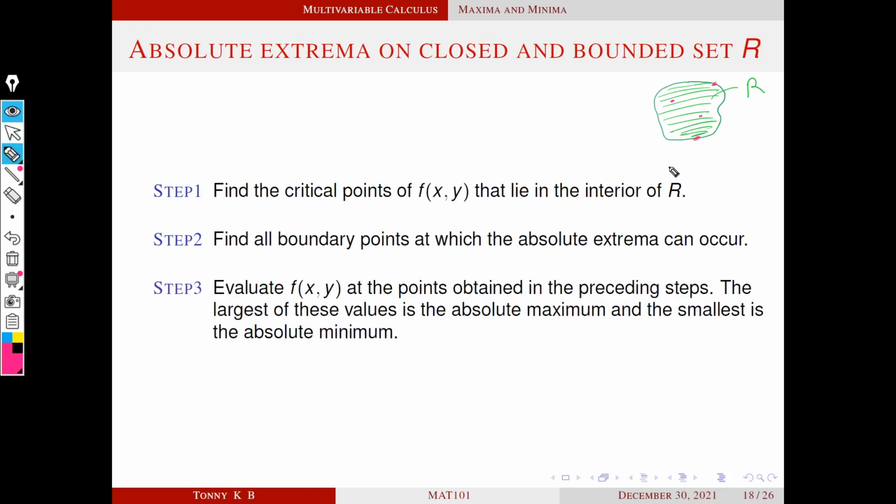Now we have a finite number of points: some points from the interior, which are critical points, and some points from the boundary from our step 2. Then step 3: just evaluate f(x,y) at the points obtained in the preceding steps, the critical points and the boundary points from step 2. The largest of these values is the absolute maximum and the smallest is the absolute minimum. This is the procedure of finding absolute extrema on a closed and bounded set. That is very important.